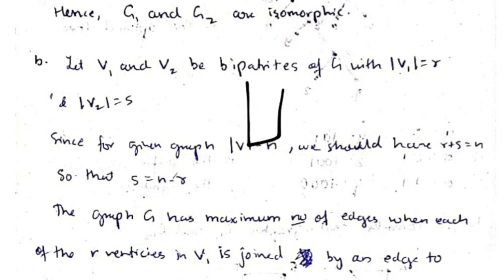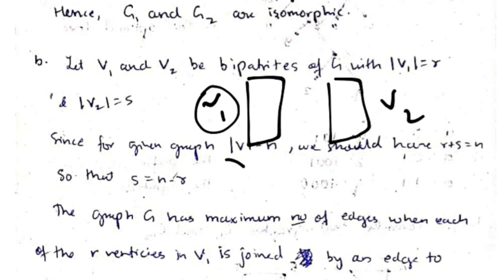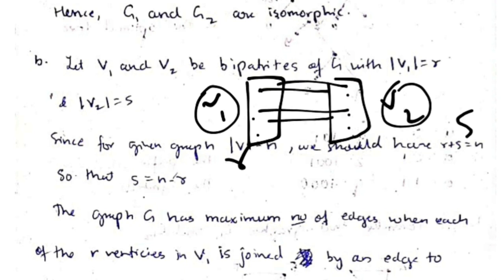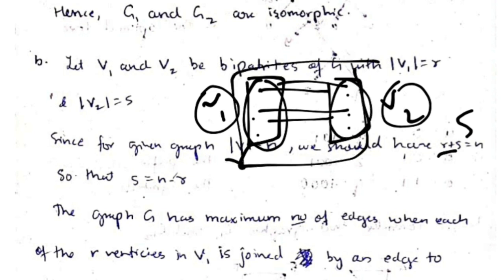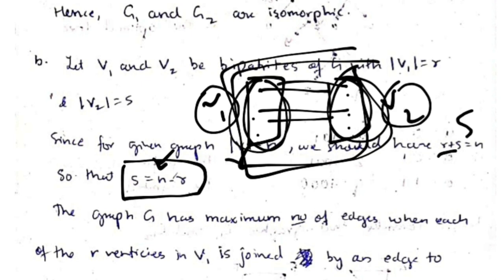So consider two sets here, and these sets have V1 vertices here and V2 vertices here. V1 means R vertices and V2 means S vertices, and the connections will be made in between both of these. Now the total number of vertices is R plus S, because R vertices are here and S vertices are here. So the total number will be R plus S, and S is equal to N minus R. N is the total number of vertices minus R, that gives S.